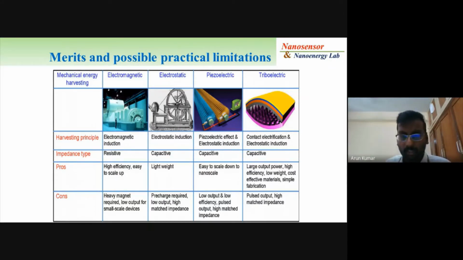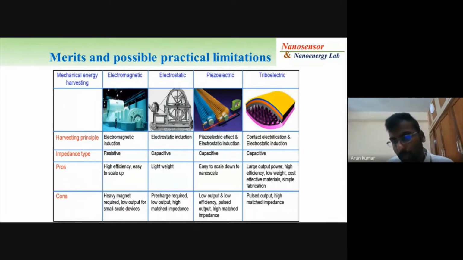Both have a lot of pros, and one is that they are easy to scale down to nanoscale. In the tribo, there is large output power, high efficiency, and most importantly it is low weight, cost effective, and very easy to fabricate. I'll explain this in the upcoming slides. The con here, as I told, is that it is a pulsed signal, for example an AC signal. That is one drawback.